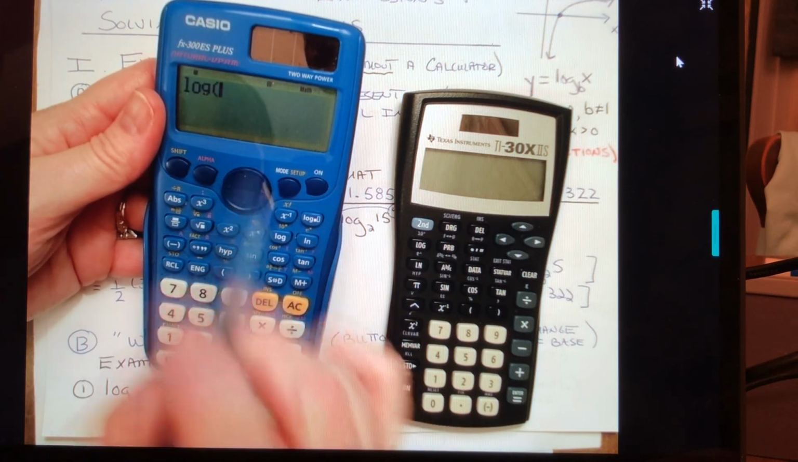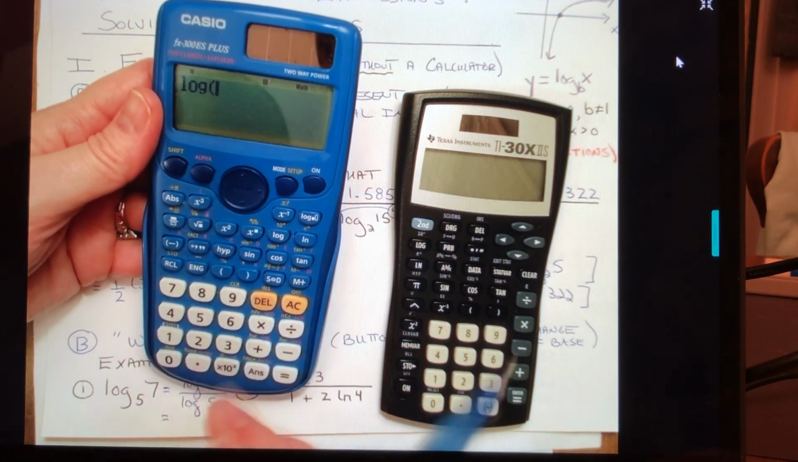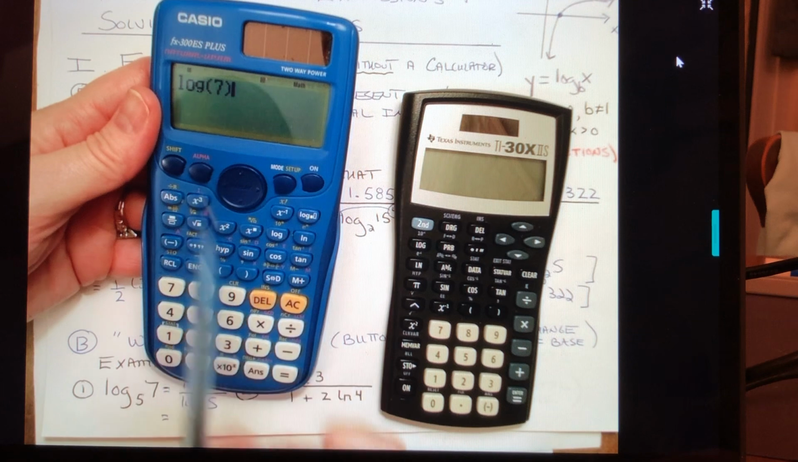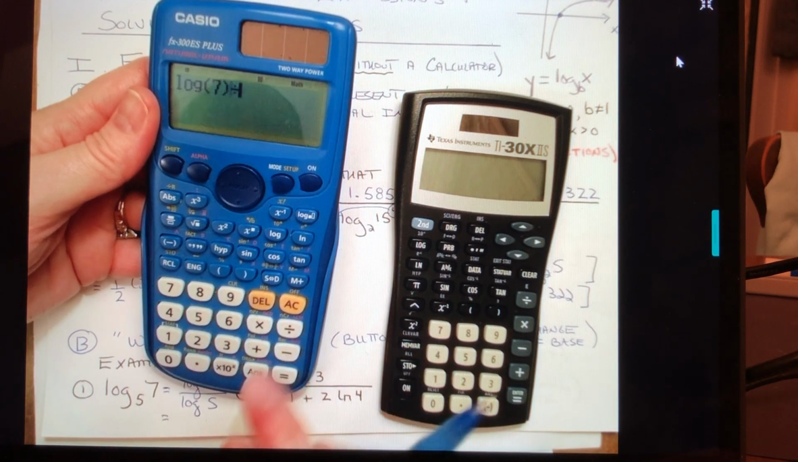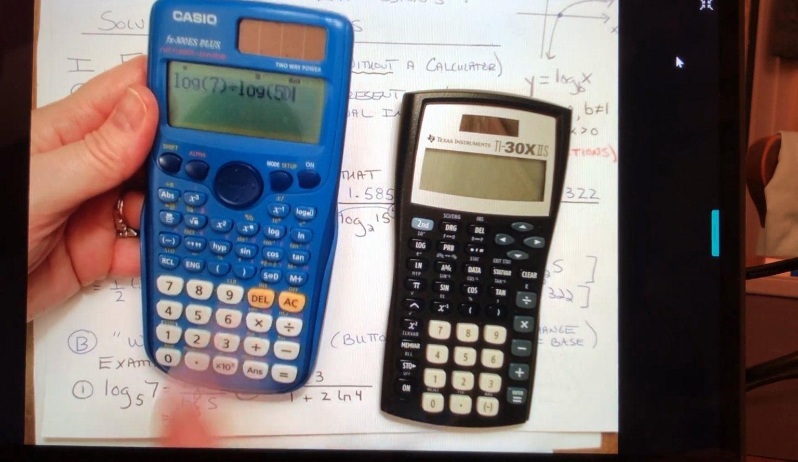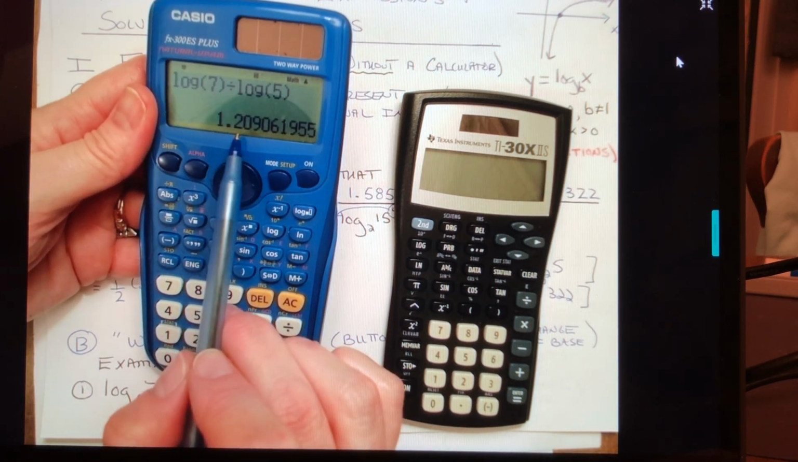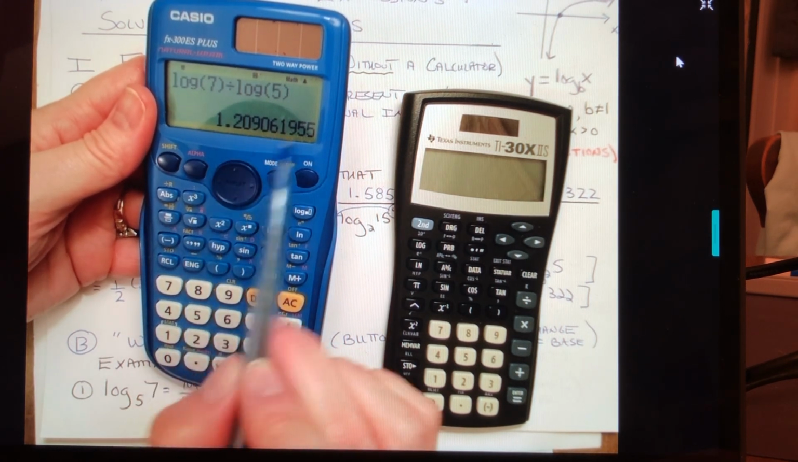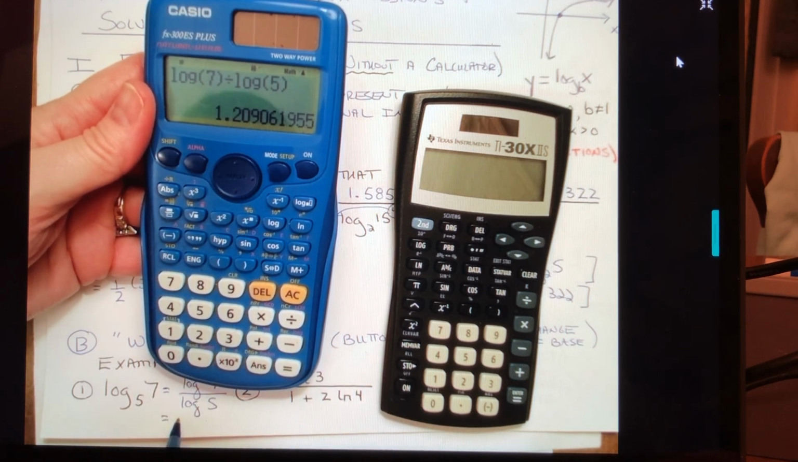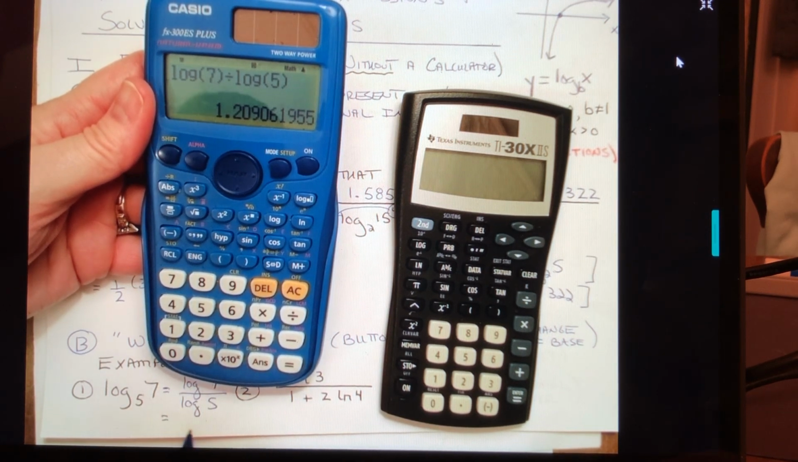So log, if you remember, it's going to give you that parenthesis right there. So the log of 7, I need to close the parenthesis, and I'm going to divide that by the log of 5, closing my parenthesis again. And I get 1.20906. Typically, when you're asked to do a problem like this, they'll tell you how many decimals to round it to.